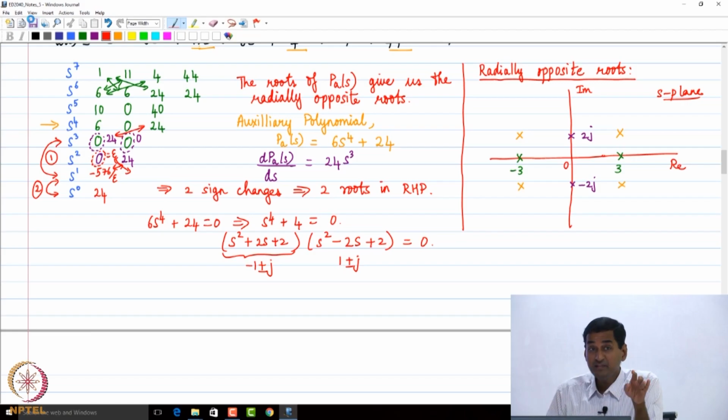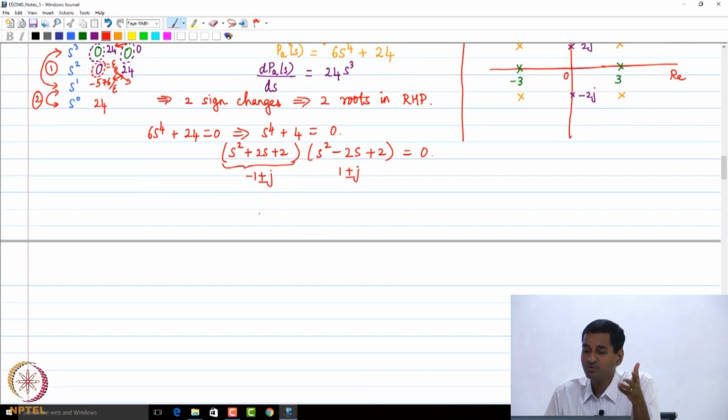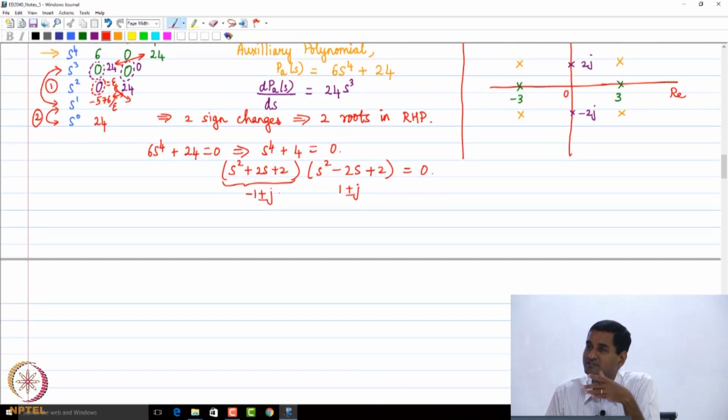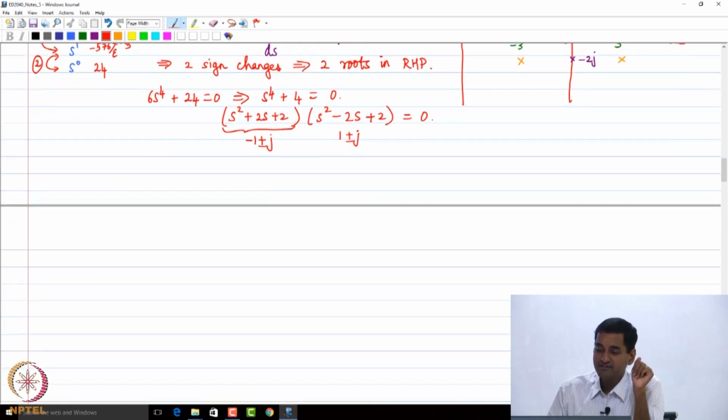Please try out more examples, and the more you try and the more you come and discuss with me, I'm sure both of us will learn together. I'm also trying out cases. You construct examples where you have radially opposite pairs, roots on the imaginary axis, and a mix of both, roots on the imaginary axis and roots on the right half plane, and try things out. Fine. So this is the Routh stability criteria.